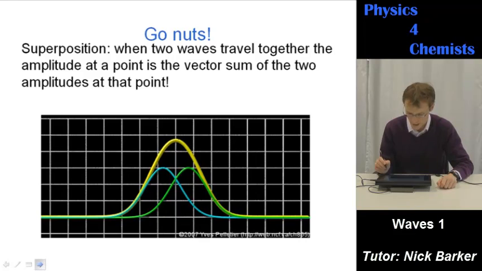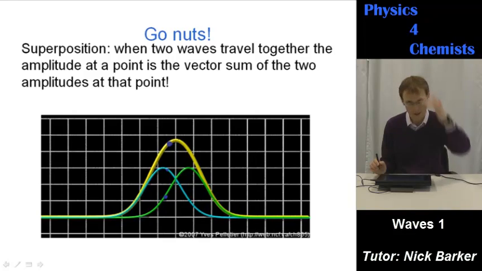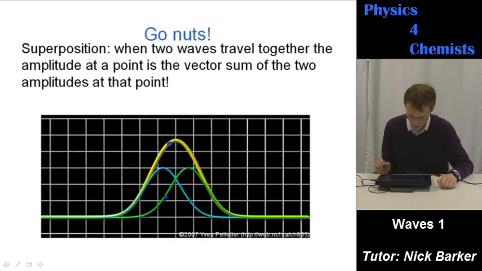If you want, as I say, go nuts here, superposition. When two waves travel together, the amplitude at a point is the vector sum of the two amplitudes at that point. So if you take here, you can see that the amplitude of this point here is added onto the amplitude of this point here, and then the total amplitude of the new combined wave is much higher up. You can have a look at that diagram and see that it makes sense yourself.